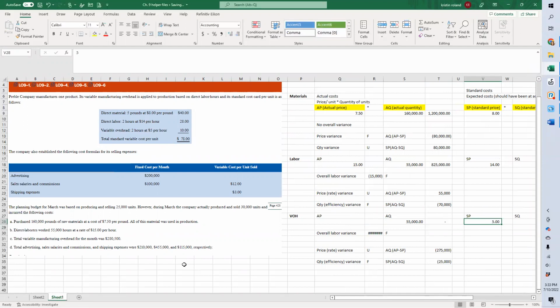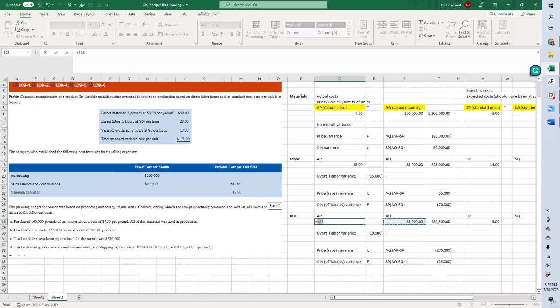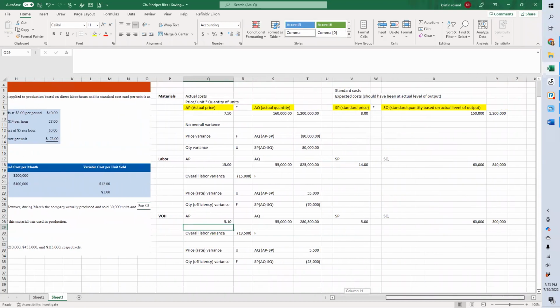Can we figure out our actual price? We can, because our total variable manufacturing overhead for the month was $280,500. So this means the price at which we allocate overhead times the quantity gave us $280,500. So in this case, we have to solve backwards for our actual price per unit. So we take the 280,500 and divide by the 55,000. Okay, and then everything else is done for us already.